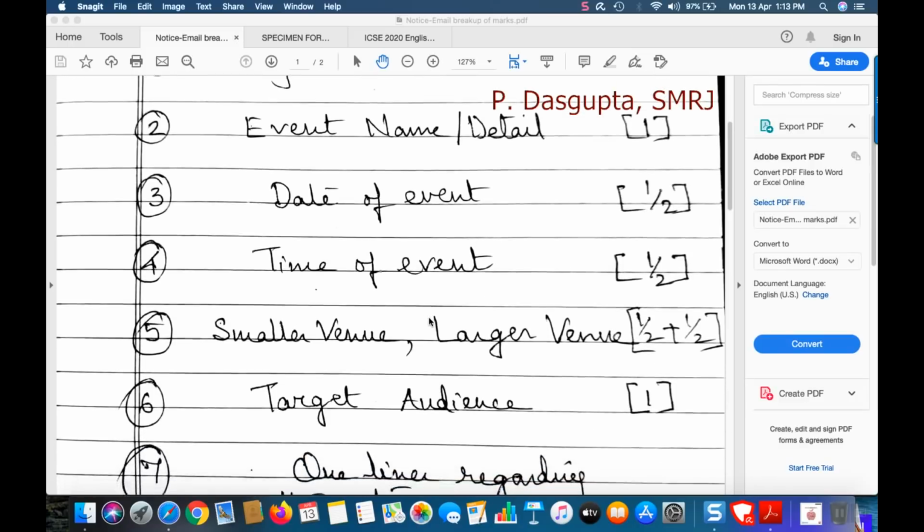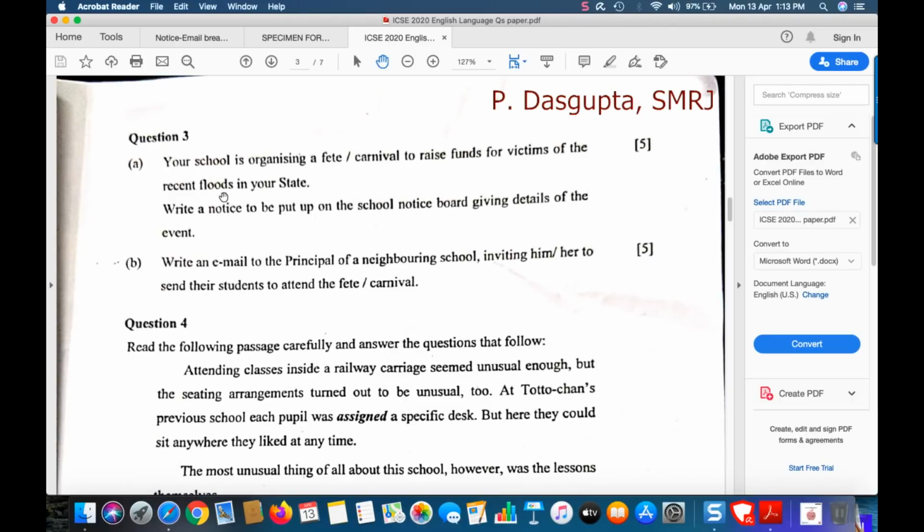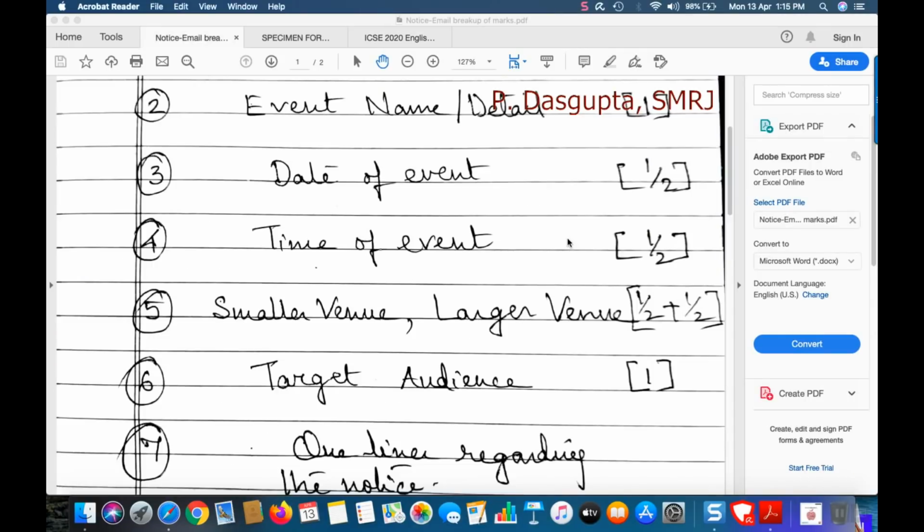Coming to the venue. Again, smaller venue, larger venue. The question paper does not say anything about the venue. So it's up to you whatever venue you want to mention. For example, in our school's case, we can write the front field as the smaller venue and the larger venue would be St. M.R. Jaipuria School.